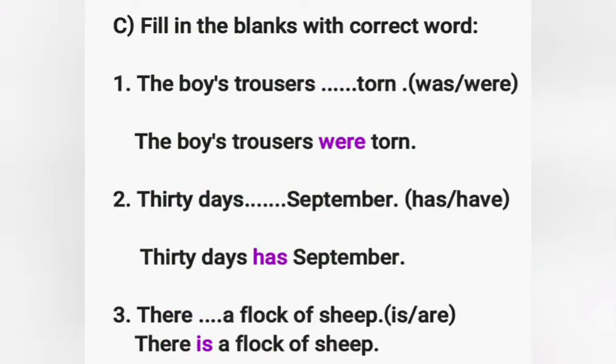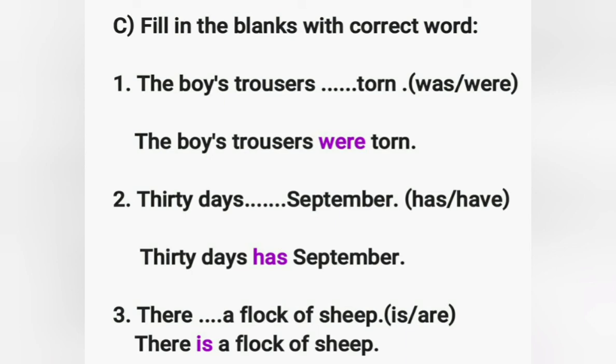Next exercise, fill in the blanks with correct word. And number 1, the boy's trousers dash torn. And options are was, were. And you all know trousers always count in plural. So we will write here were. So the answer is the boy's trousers were torn.